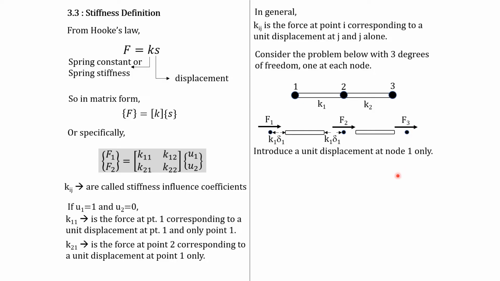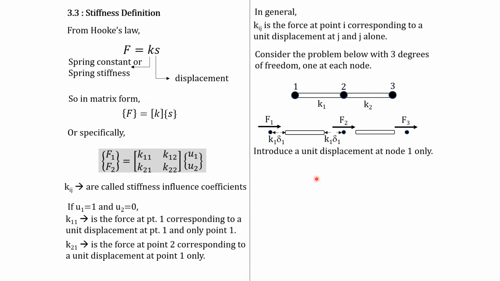So we introduce a unit displacement. Supposedly the force here, which is to the left, is K2 delta 2, but because delta 2 is 0, there is no force acting at this node. After we introduce a unit displacement at node 1 only, then by equilibrium, F1 equals K1 delta 1.